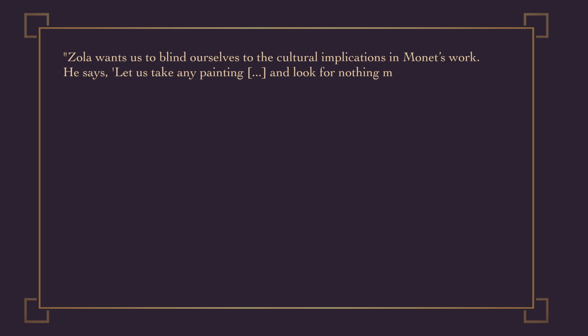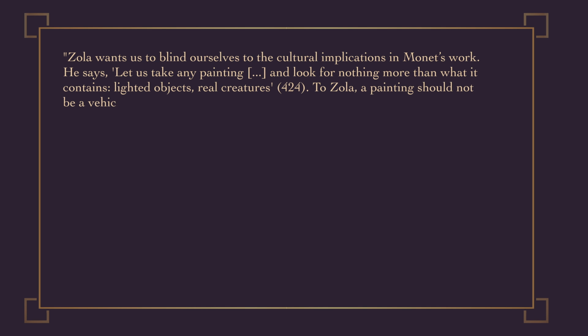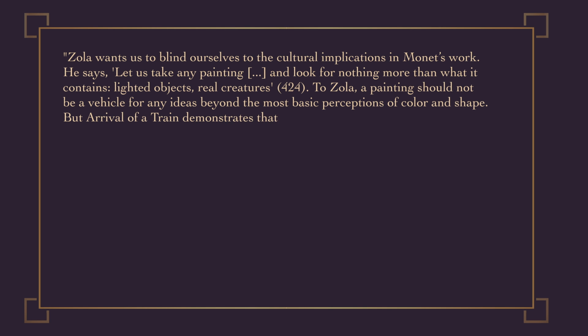"Zola wants us to blind ourselves to the cultural implications in Monet's work. He says, 'Let us take any painting and look for nothing more than what it contains, lighted objects, real creatures.' For Zola, a painting should not be a vehicle for any ideas beyond the most basic perceptions of color and shape. But Arrival of a Train demonstrates that we need not limit Monet's role as a painter to that of a man without a brain, without ideas.